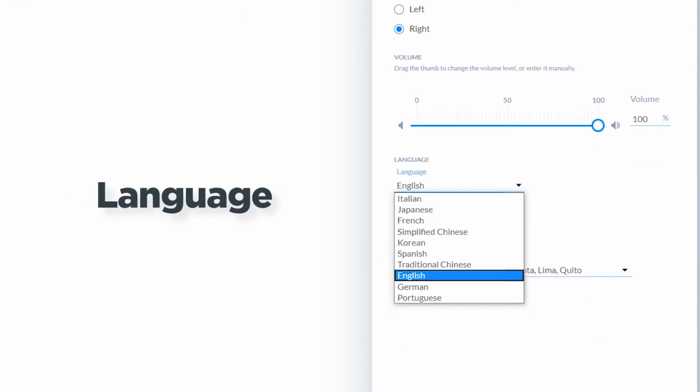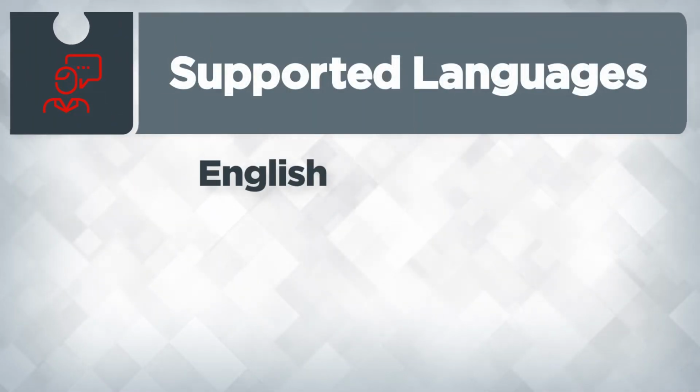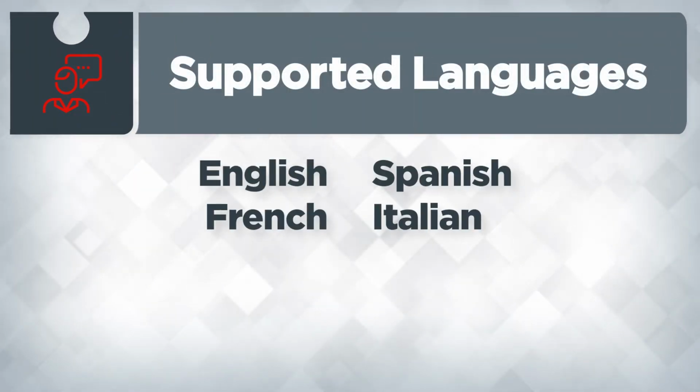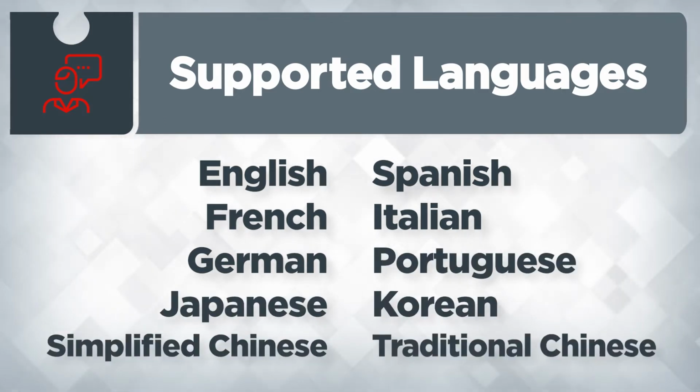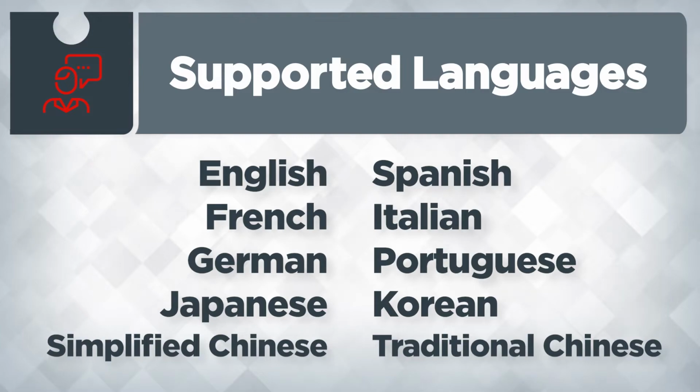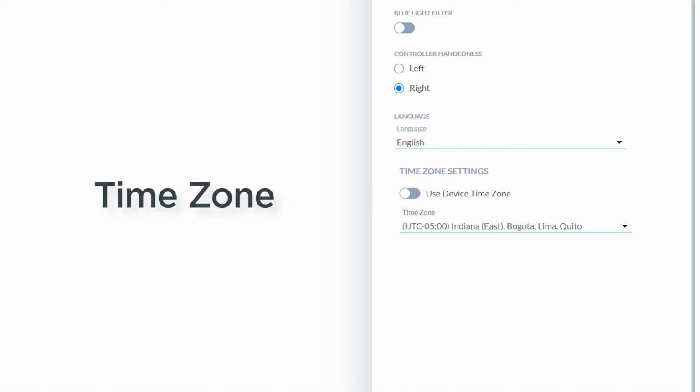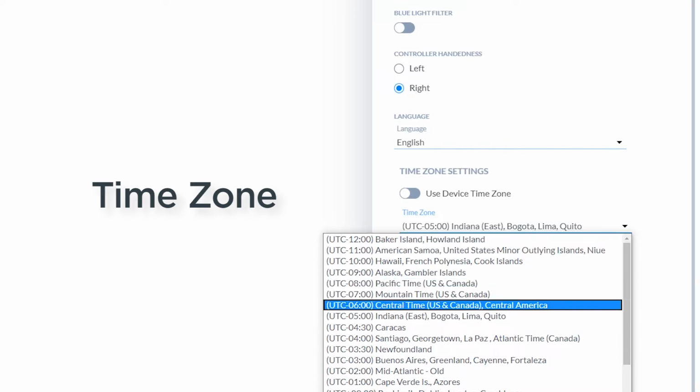The device system language is set to English by default. The Lenovo Mirage VR-S3 headsets also support Spanish, French, Italian, German, Portuguese, Japanese, Korean, simplified Chinese, and traditional Chinese, but some content may not be available in all languages. Time zone settings allow you to use the time zone on the device or use the drop-down menu to specify a time zone for the device using the portal.